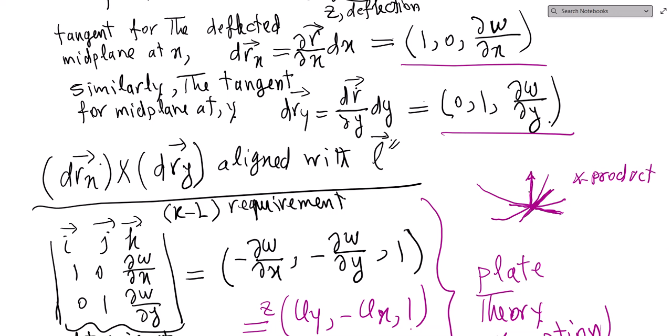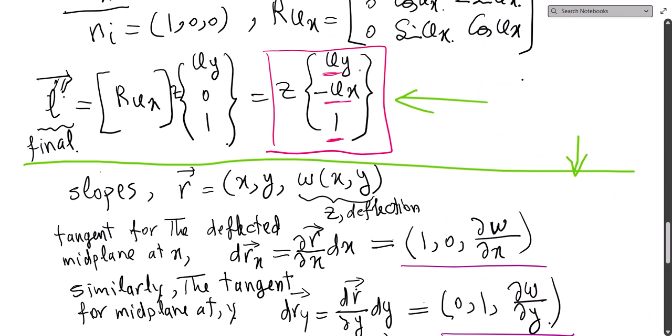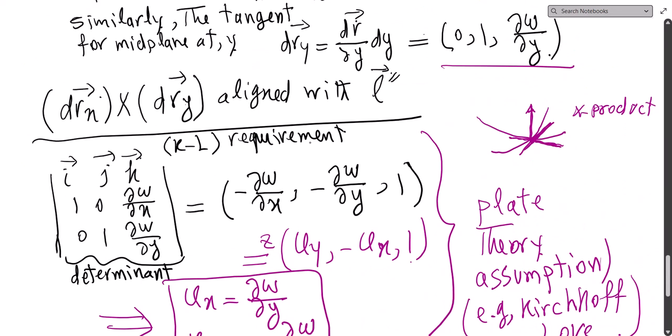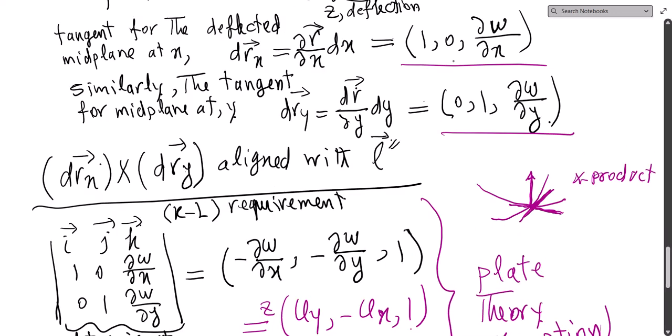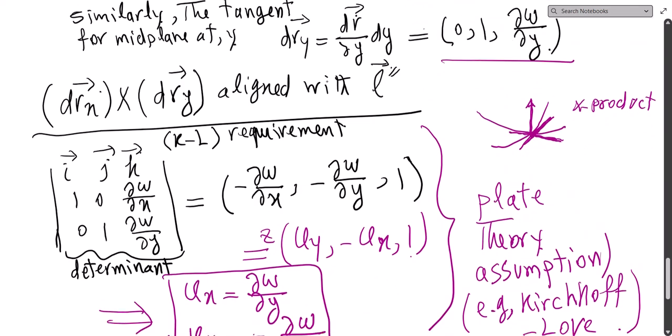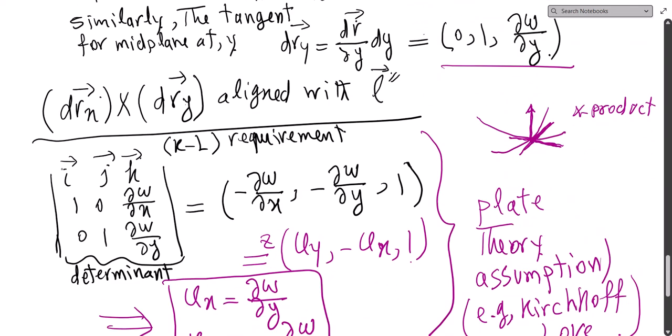And this vector should be aligned with the direction of the deflected material line that we have calculated. So mathematically what we need to do is to find the cross product of these two, for which you can use the determinant process. So i, j, k here are the unit vectors along x, y and z. The first one is 1, 0, dw dx. And the second one is 0, 1, dw dy. And if you work out this determinant, you will get this result.